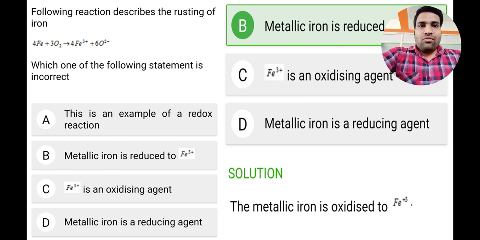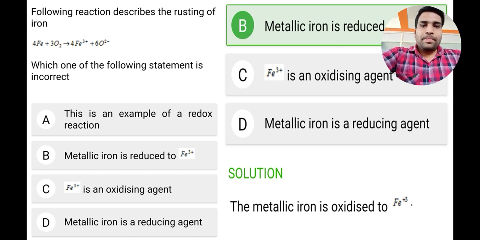Next, the following reaction describes the rusting of iron: 4Fe + 3O2 gives 4Fe3+ + 6O2-. Which one of the following statements is incorrect regarding this reaction? Option A, this is an example of a redox reaction. Option B, metallic iron is reduced to Fe3+. Option C, Fe3+ is an oxidizing agent. And option D, metallic iron is a reducing agent.